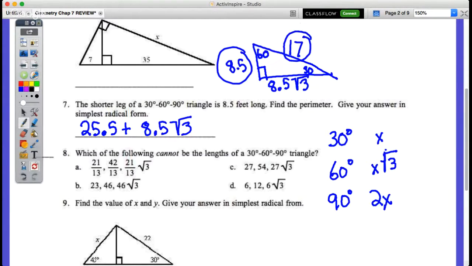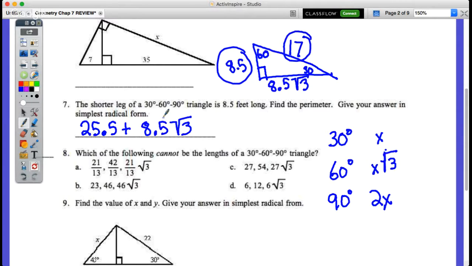Adding radicals is like adding variables. If I have an 8 and I have 7a, 8 plus 7a is not 15a. It's 8 plus 7a. I can't combine like terms. I have two terms that are whole numbers. I can add those together, 8.5 and 17, but then it's 25.5 plus 8.5 radical 3.